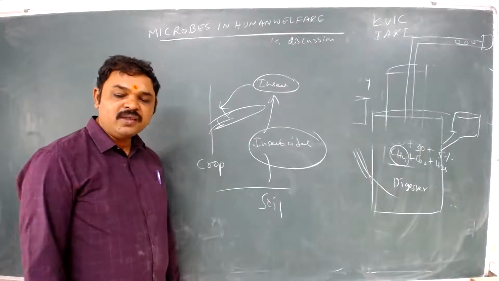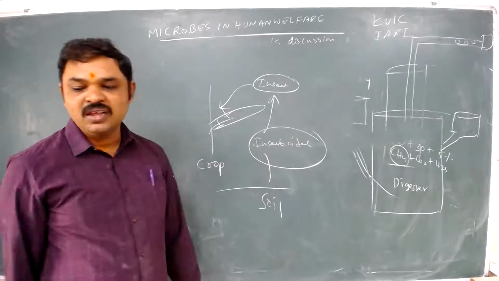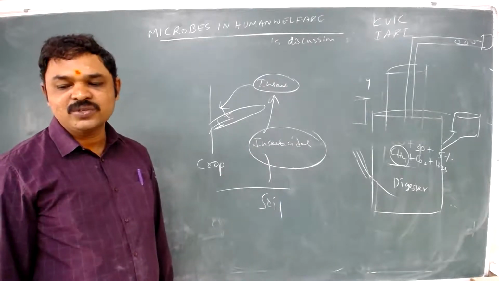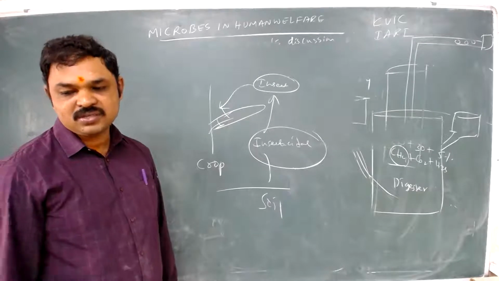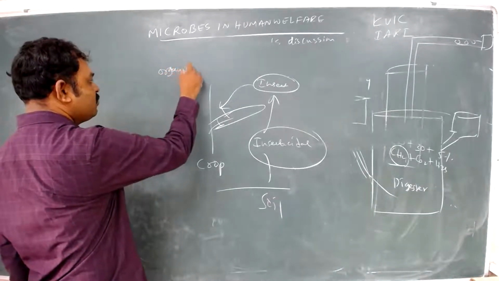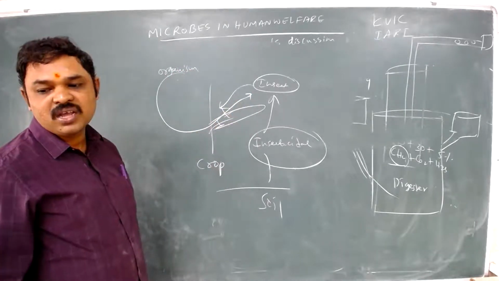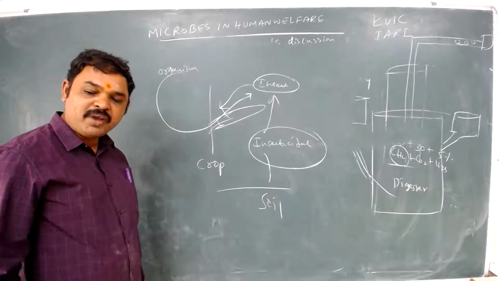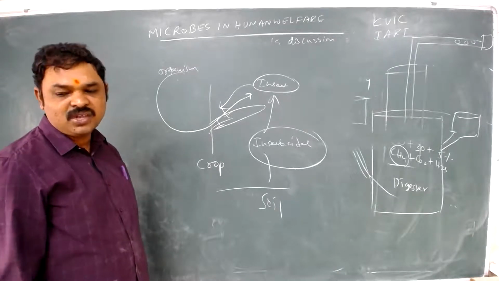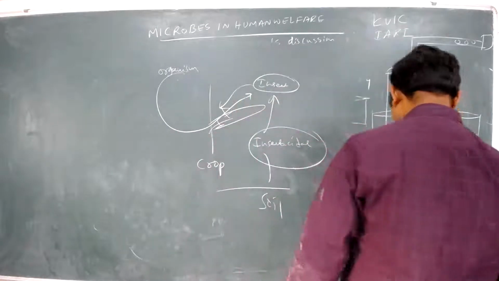So now, what is the eco-friendly approach here? Instead of these insecticidal chemicals, we are now using organisms. Biocontrol agents means whatever organisms we use to kill the insects; those can be called biocontrol agents. Some microbes are used, some organisms are used as the biocontrol agents.